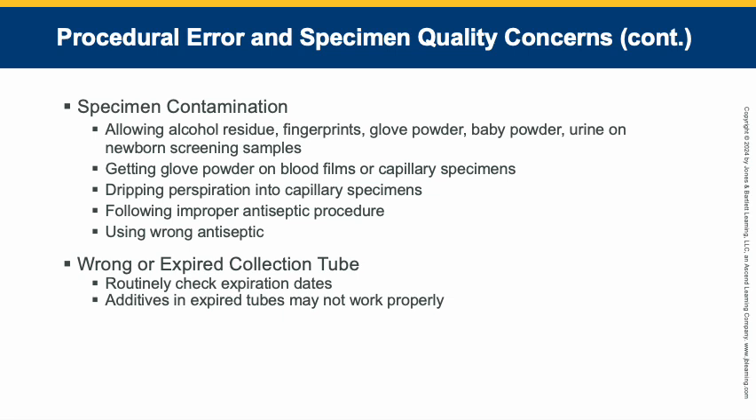Also, wrong or expired collection tubes. Drawing a specimen in the wrong tube can affect test results and jeopardize patient safety if the error is not caught before testing. Additives in expired tubes may not work properly. Expired anticoagulants may allow the formation of microclots. Expired tubes may have also lost vacuum, which will result in short draws. So routinely check the tube expiration dates and discard tubes that are expired.